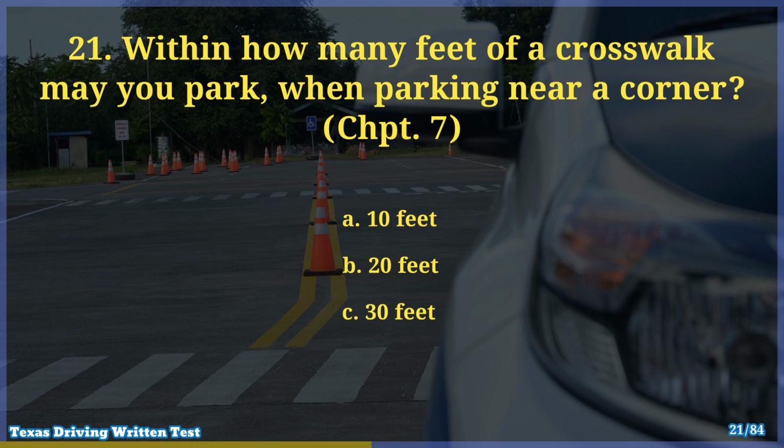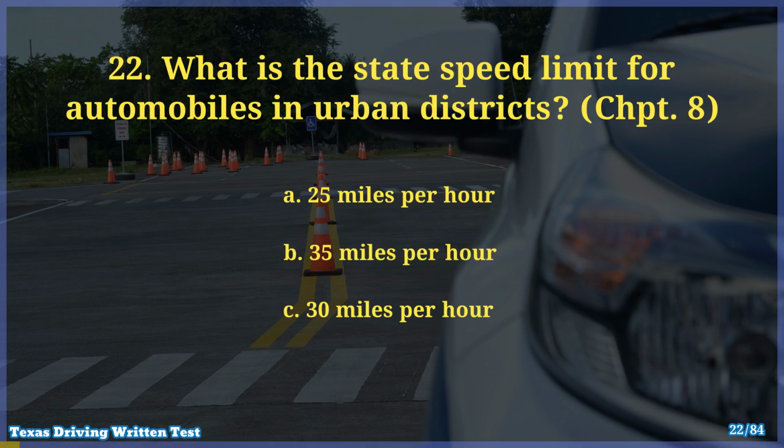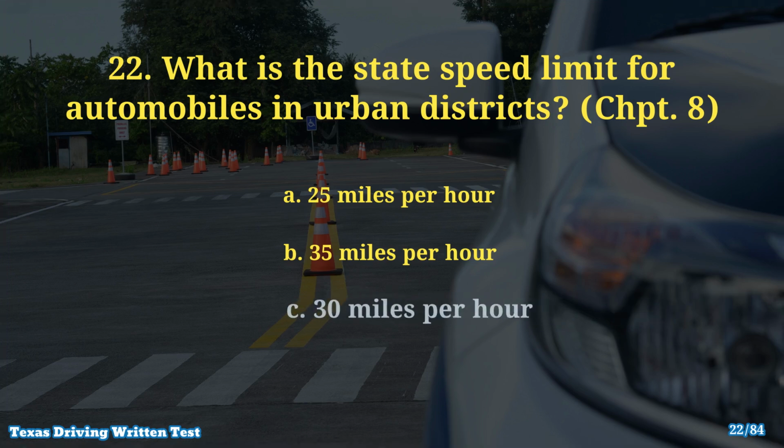21. Within how many feet of a crosswalk may you park, when parking near a corner? A. 10 feet. B. 20 feet. C. 30 feet. Answer is B. 20 feet. 22. What is the state speed limit for automobiles in urban districts? A. 25 miles per hour. B. 35 miles per hour. C. 30 miles per hour. Answer is C. 30 miles per hour.